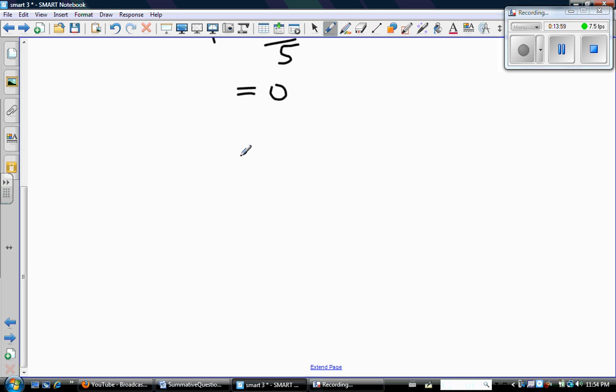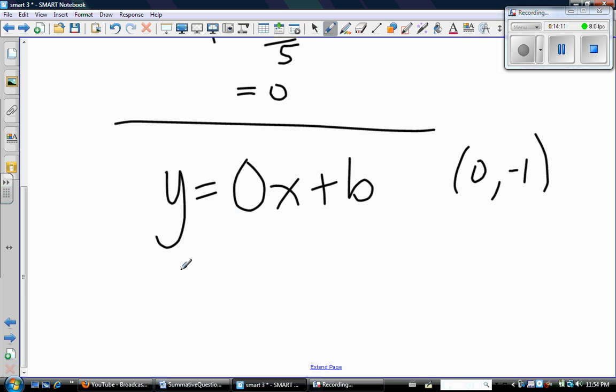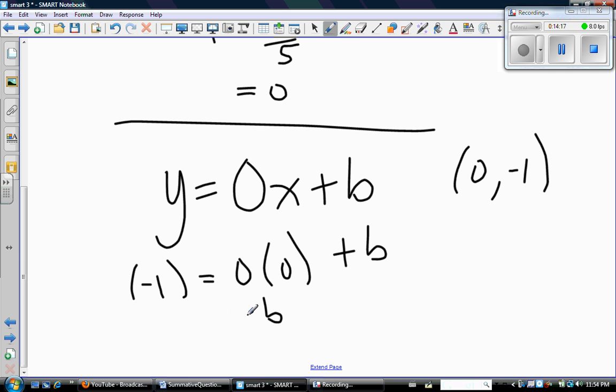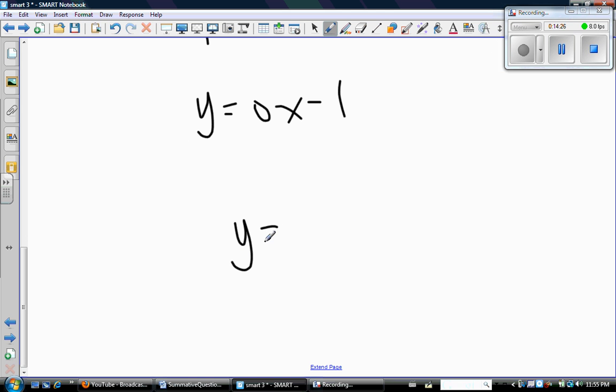Let's say you totally spaced and forgot that. Okay, well maybe you would keep going, and you would say y equals 0x plus b. And then you would sub in a point like L, and you would get negative 1 equals 0 times 0 plus b. So b equals negative 1. We kind of knew that already, didn't we? So y equals 0x minus 1. So y equals negative 1.